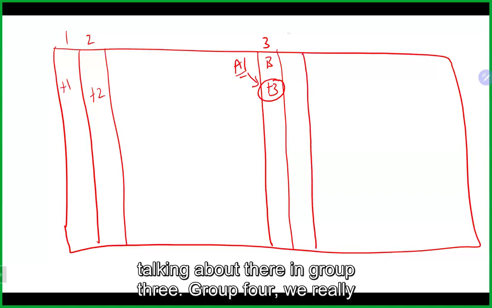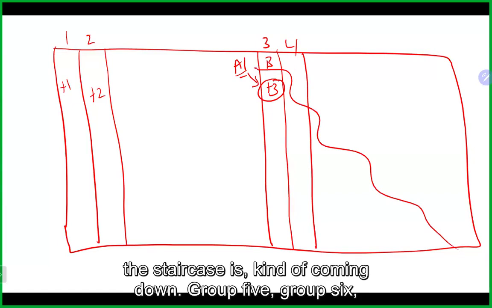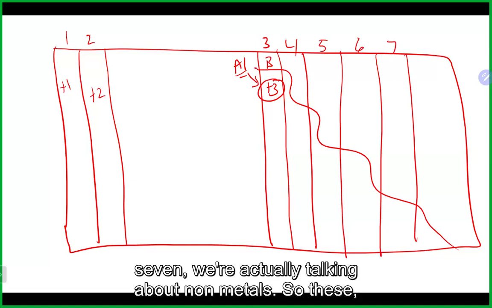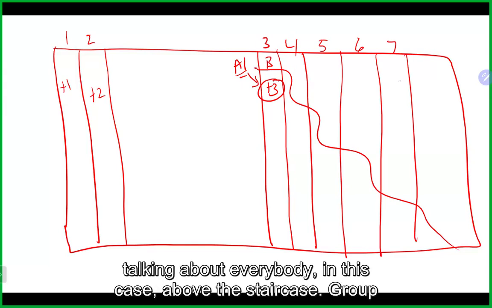Group 4, we really don't worry too much about, because this is sort of where the staircase is kind of coming down. Group 5, group 6, group 7. And when we're talking about 5, 6, and 7, we're actually talking about nonmetals. So these again are the ones that are above the staircase. So we're talking about everybody, in this case, above the staircase.